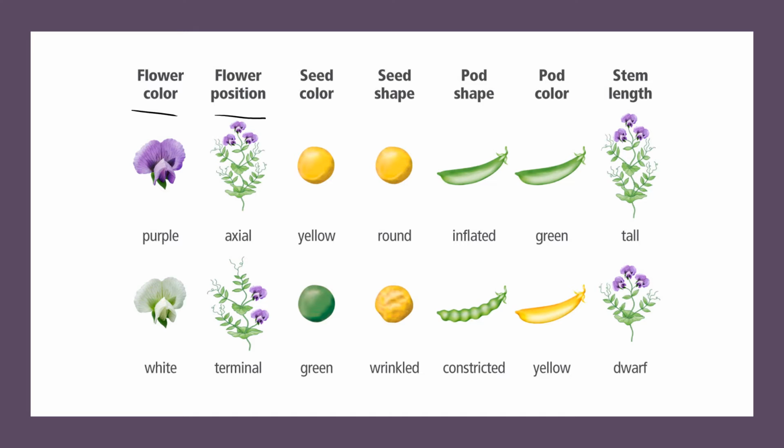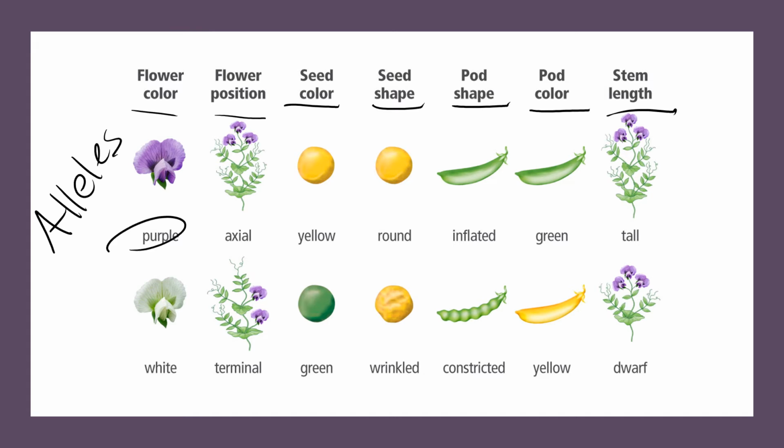Flower positions: axial, meaning on the sides, or terminal, at the top of the plant. You could have yellow or green seeds, round or wrinkled seeds, inflated or constricted pods, green or yellow pod color, and tall or dwarf for stem length. These are called traits, and these are called alleles, right? So you have the purple allele and the white allele of the flower color trait.